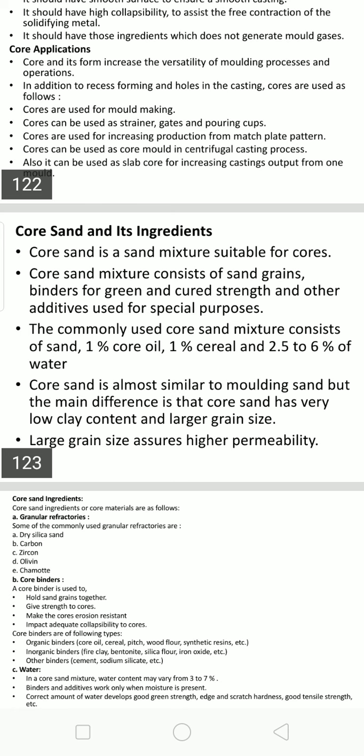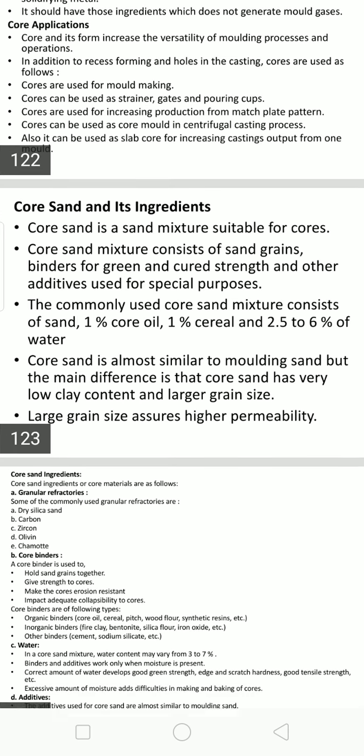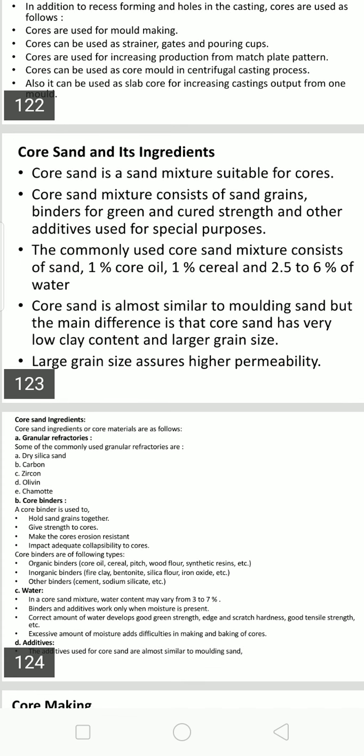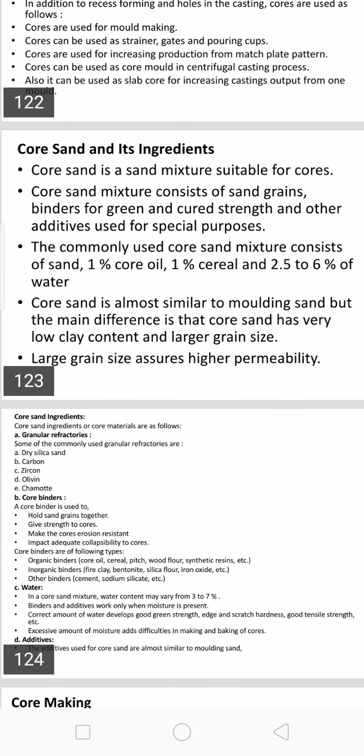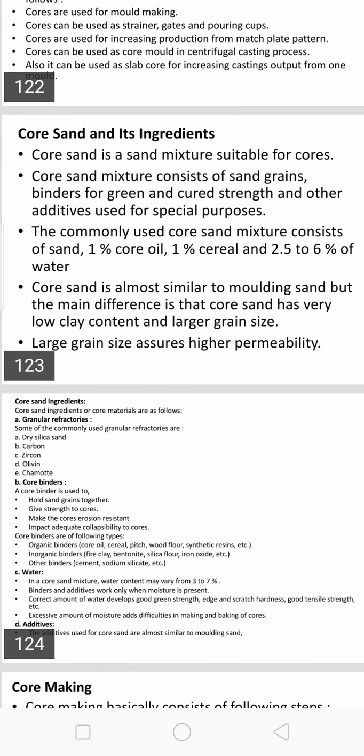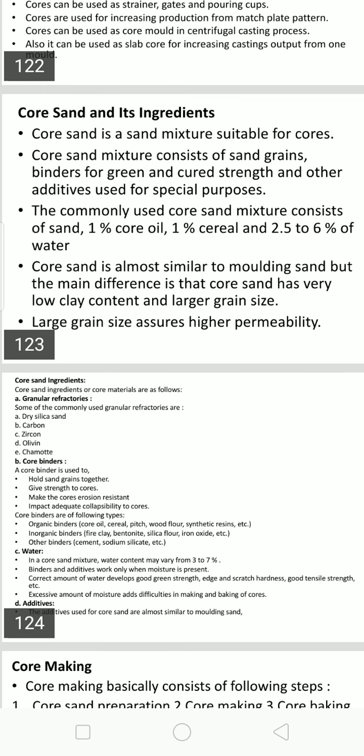Core sand is almost similar to molding sand, but the main difference is that core sand has very low clay content and a large grain size. Low clay content means clay is not added at all, and only binders are sufficient. Even if required, very little clay is added, but the grains are slightly large. A large grain size assures higher permeability, because gases can escape easily, so they use a larger grain size.